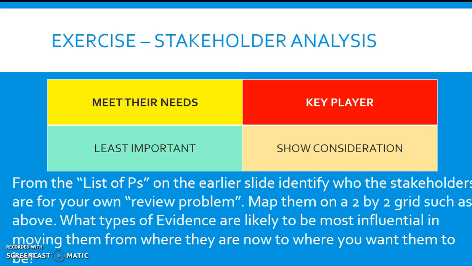So construct a 2x2 grid with the people with high interest but low influence, people with high interest and high influence, people with low influence and low interest, and people with high influence and low interest. So we'd like you to think not only about which of these groups lies in which part of the grid, but what sort of evidence you think would help to move them from where they are now to where you want or need them to be.